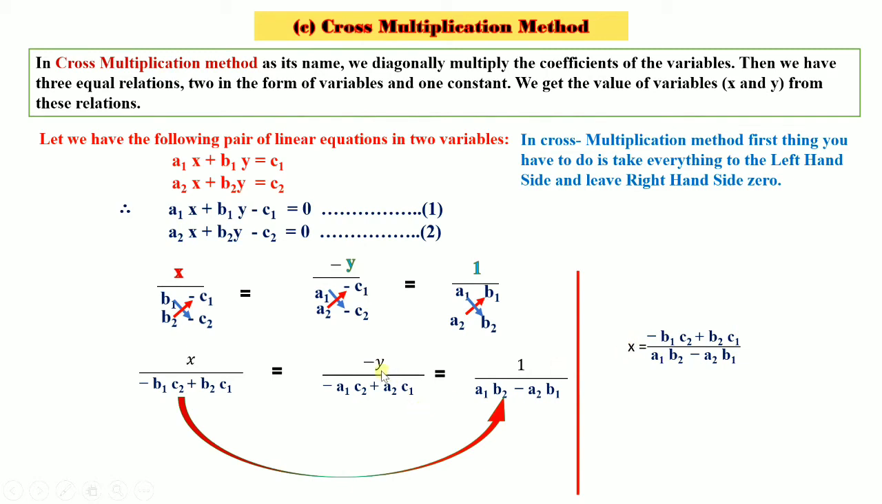Now the next step is taking these two equal, green arrow, minus y and this one. So what will happen?